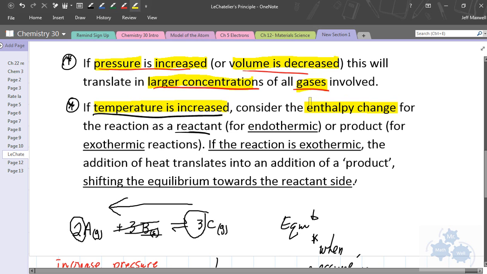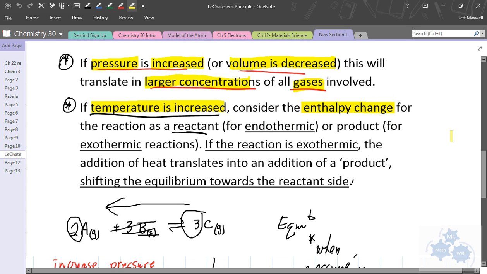Now, who knows what enthalpy means? Anybody know what enthalpy means? Okay, enthalpy is sort of another word for heat. Okay, heat content. It's H is what it represents, and the enthalpy change is the delta H, or the change in energy of the system, for the most part, change in heat energy of the system. So, if the enthalpy change is if the reaction is endothermic. Okay, so do you know what endothermic means versus exothermic?